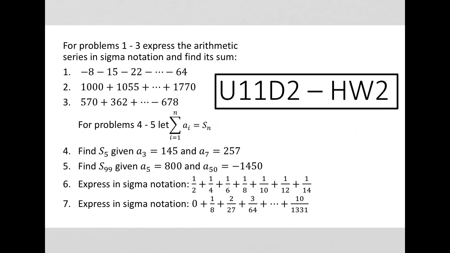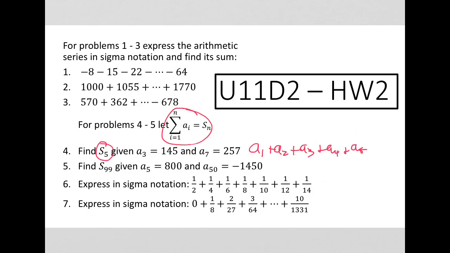Here's your homework. 3 problems where I want you to express the series in sigma notation and also find its sum. Then 2 problems where I want you to calculate the nth partial sum. That's what this is saying right here. S sub n is the notation. That means calculate the nth partial sum. So for example, S sub 5 is saying find the sum of the first 5 terms. So a sub 1 plus a sub 2 plus a sub 3 plus a sub 4 plus a sub 5. And you're doing the same thing for number 5.